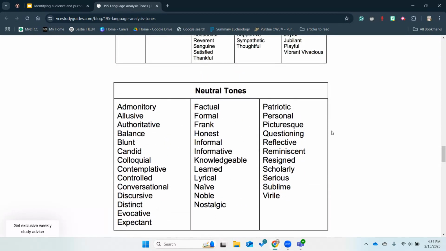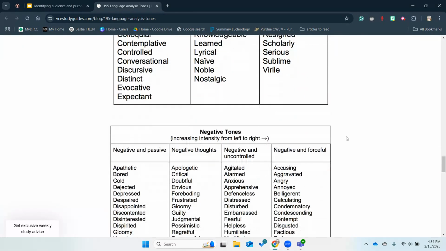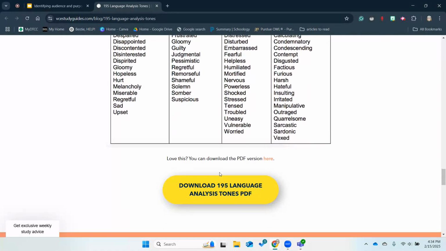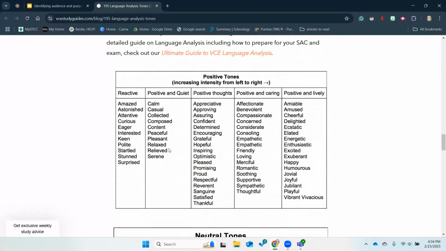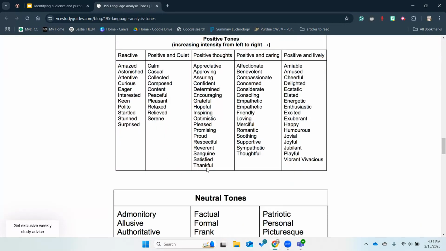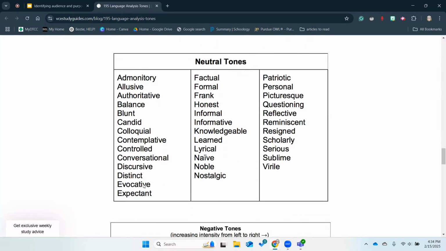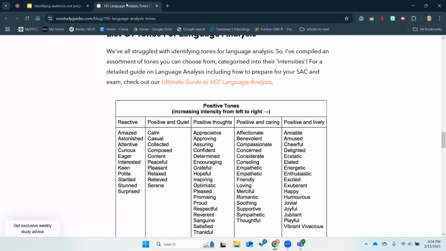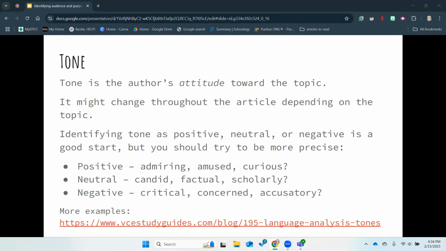Neutral tones, she doesn't really break those down too much because I don't think there's as many of those. But then negative and forceful, negative and uncontrolled, negative and thoughtful, negative and passive. So there's some really, and then just looking at the list, sometimes that helps people identify the tone. You can read and then you can look at that and be like, oh yeah, that is a very supportive tone. Or, oh, yeah, I do think that's a very conversational tone. Okay, so it's just something that you can look at if that helps you. All right, so with that in mind, let's look at some examples.